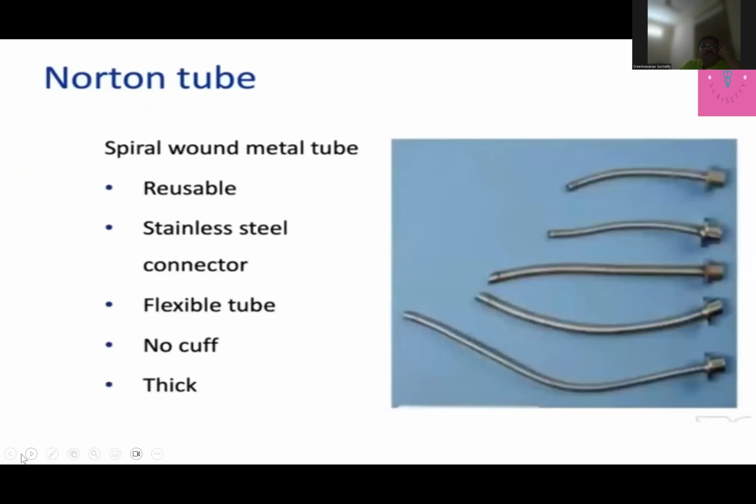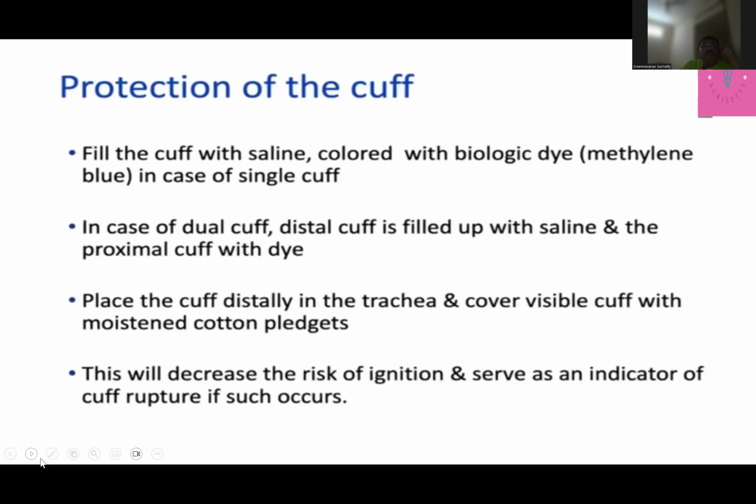So Norton tubes are spiral wound metal tubes. They are reusable stainless steel connector tubes, flexible, with no cuff, and they are very thick tubes. Protection of the cuff: fill the cuff with saline. If you use the cuff tubes, you have to fill the cuff with saline colored with a biological dye, methylene blue, in case of a single cuff.